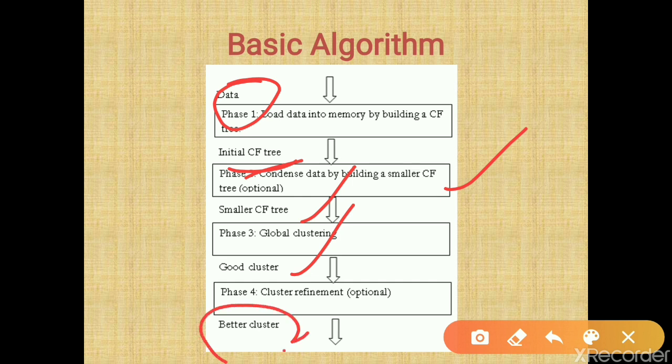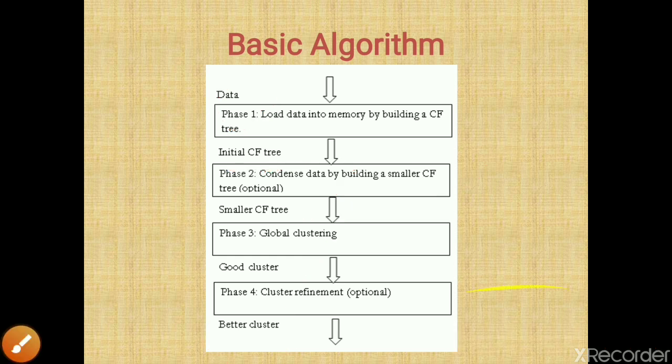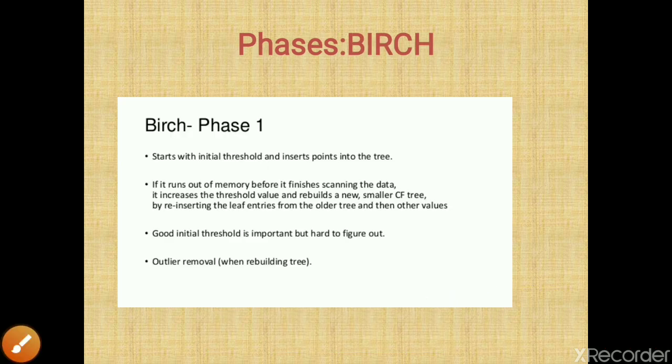So this input and output is very important. After each phase, you are giving raw data as an input in the case of the first phase, and after the fourth phase you are getting a better cluster. Okay. Now we will see each phase in detail. So the first phase is to scan the data, right?